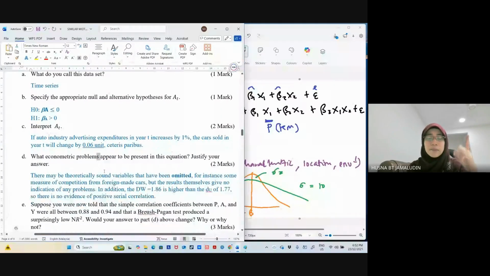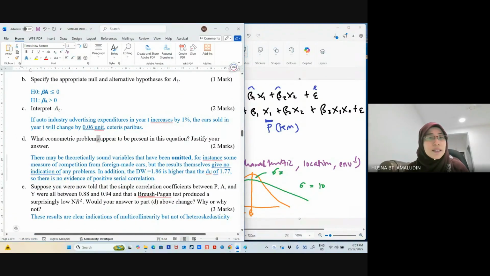The first thing, as I mentioned to you, when the question asks about problems, you have to figure out what will be the omitted relevant variable. Just figure out only one omitted variable. Okay. If you look at here, the textbook also said omitted competition from foreign-made cars, because you are talking about domestic. If, let's say, you have foreign cars, of course it will affect your sales. What else?